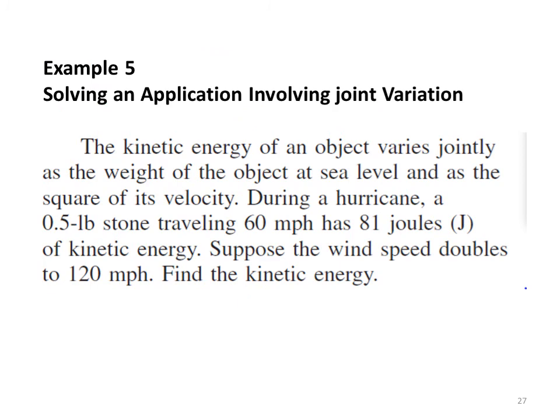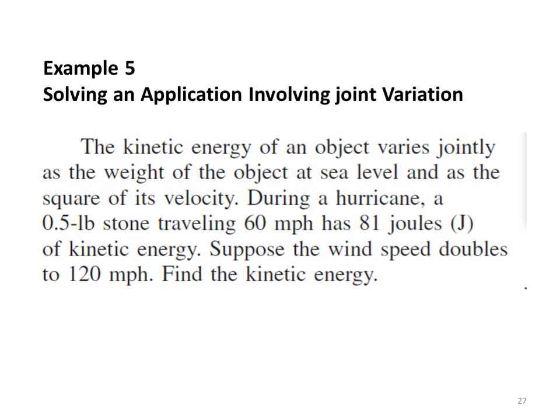Here is the third type, which is involving joint variations. The kinetic energy of an object varies jointly with the weight of the object at sea level and the square of its velocity. The energy has joint variation with two things: with the weight of the object and the square of its velocity.